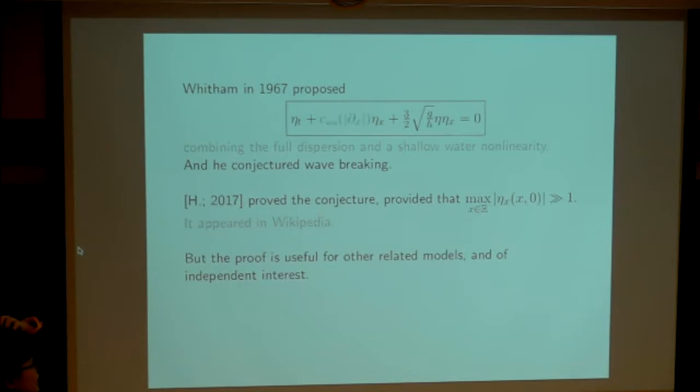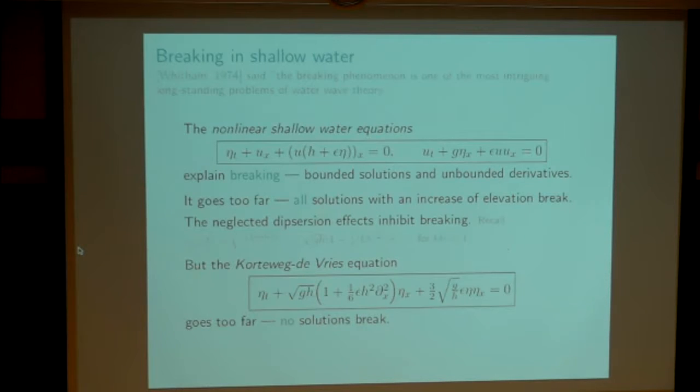His conjecture is not written in a precise form, but remember that he criticized the shallow water equation because it does not capture some features of water waves. In water waves, some waves break and some waves don't break. So he wanted to have some model that will feature that some waves break and some waves don't break. And obviously the shallow water equations fail the task.